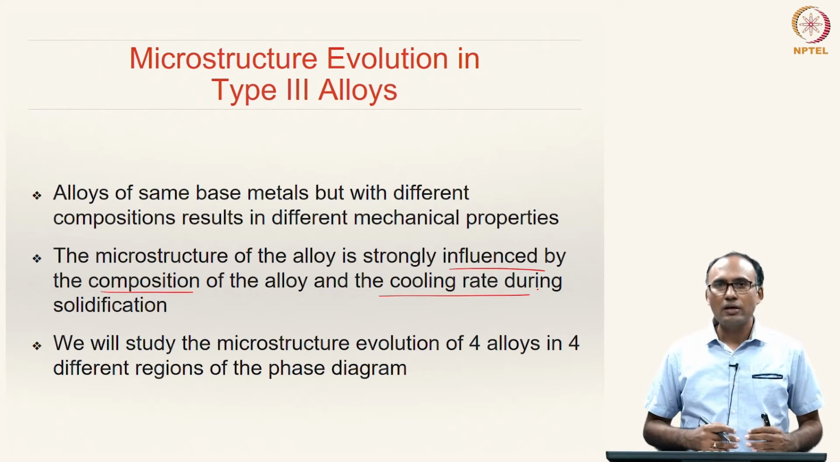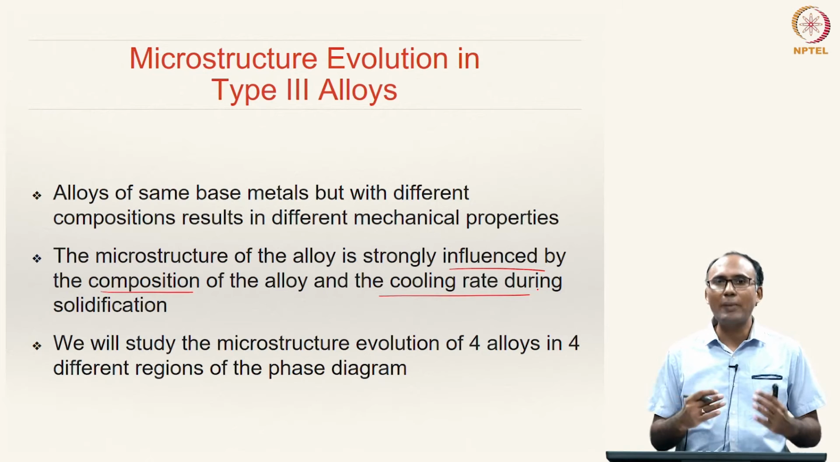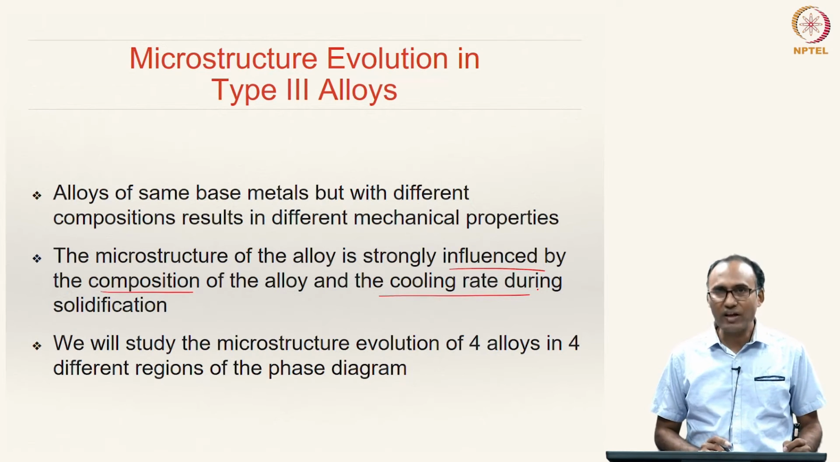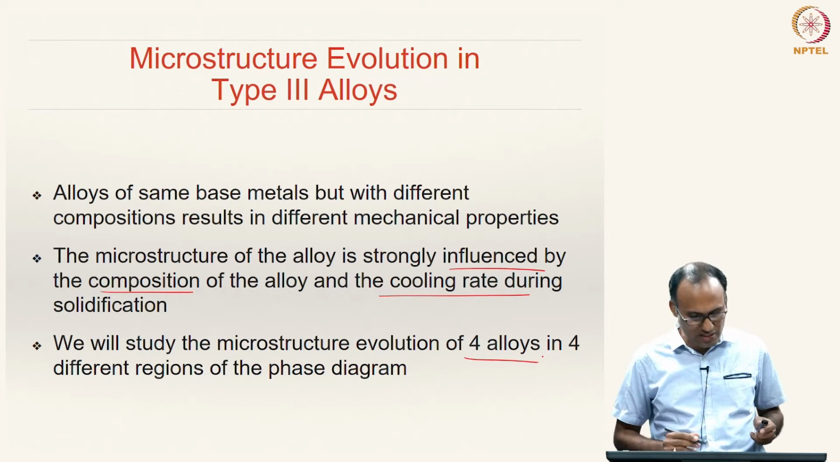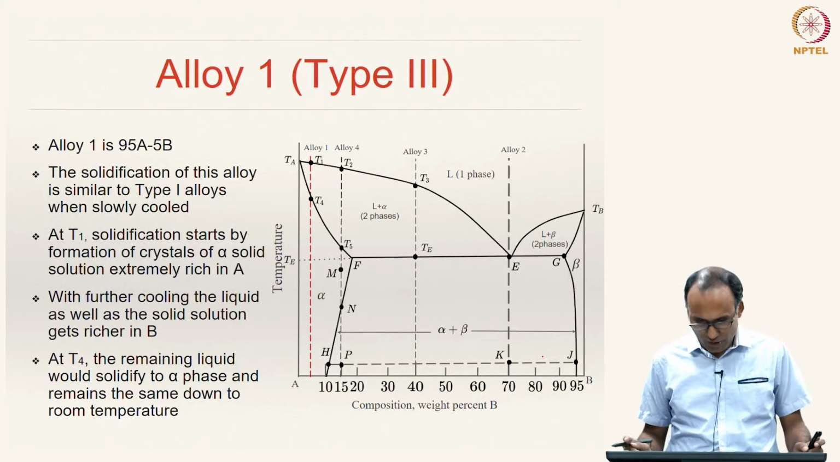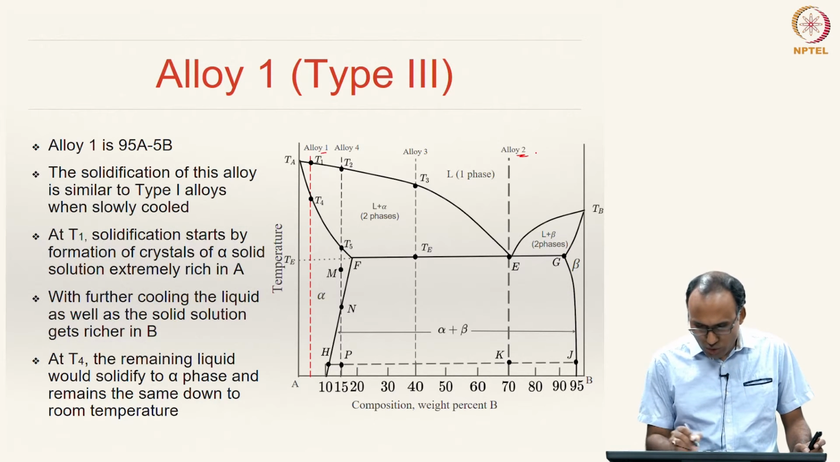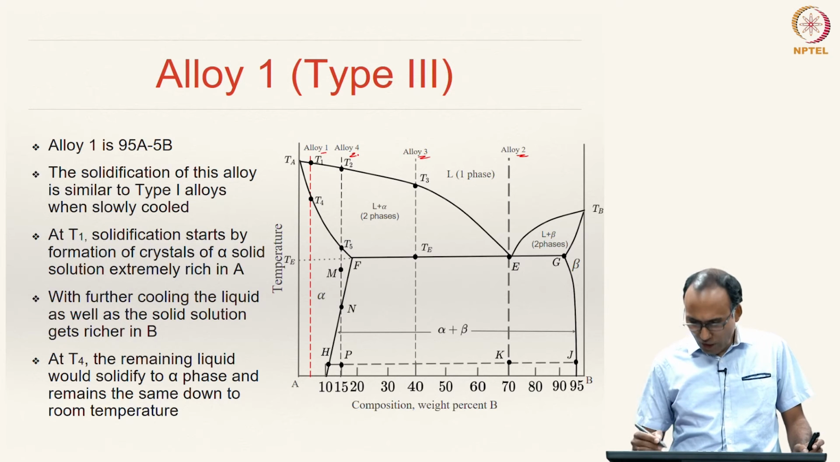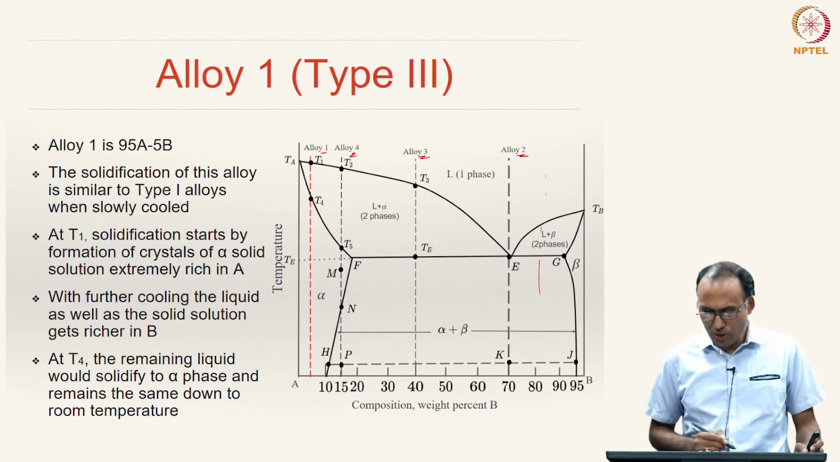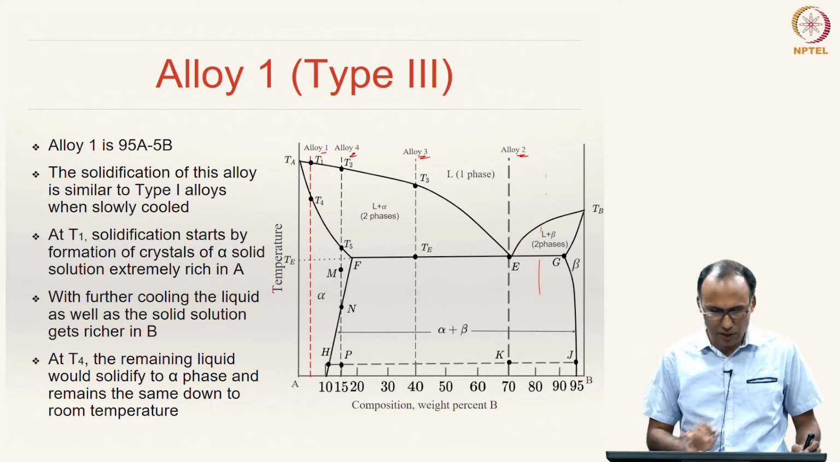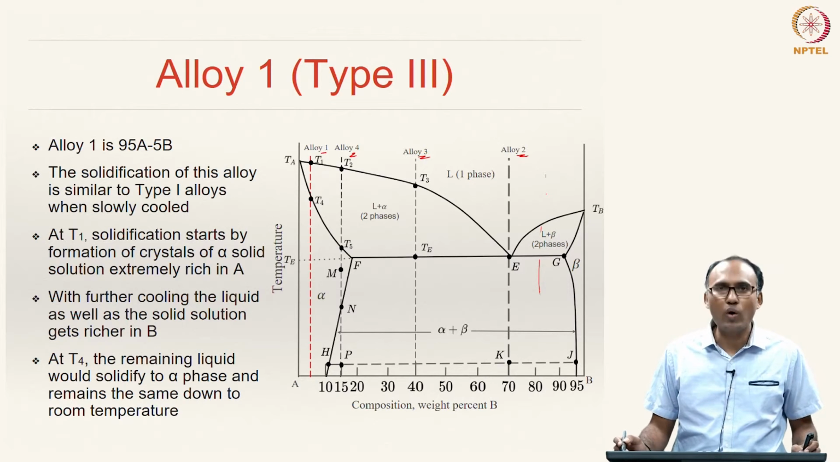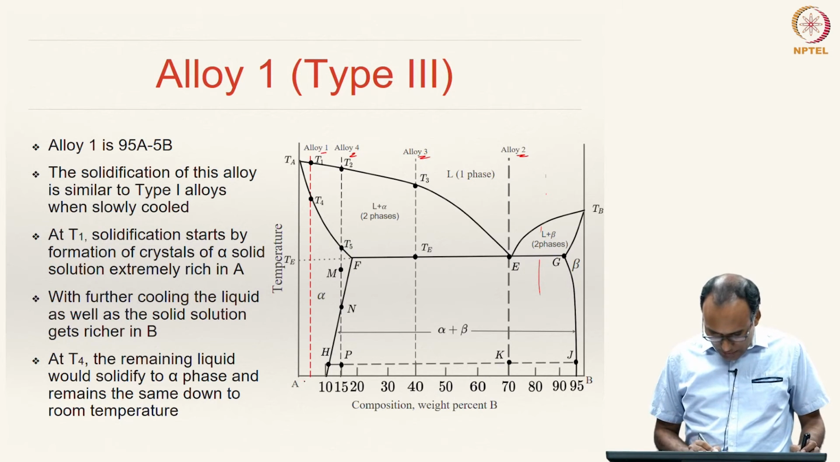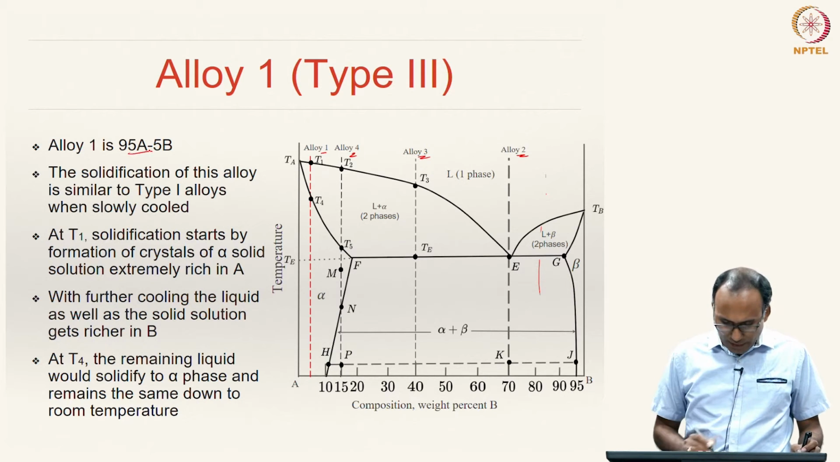So, the key to the properties of different alloys is the microstructure, and hence we will study the evolution of the microstructure for 4 different compositions or 4 alloys in 4 different regions of the phase diagram. So, this is alloy 1, alloy 2, alloy 3, alloy 4. We could also have another alloy in this region, but that will be similar to alloy 1 or alloy 4. So, that is why we are studying these 4 classifications. Now, let us look at alloy 1. Alloy 1 is 5B 95A, right. This is say 5% B and 95% A.